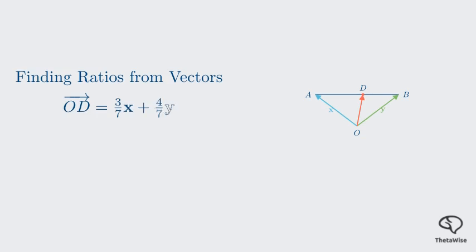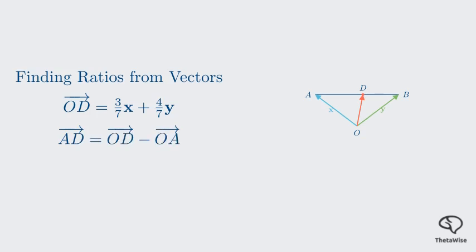Our final example flips the script. Instead of using a ratio to find a vector, we are given the vector equation and must calculate the ratio. Triangle OAB. Vector OA is X, vector OB is Y. Point D lies on the line segment AB. We are given that OD equals 3/7 X plus 4/7 Y. We need to calculate the ratio of the lengths AD to DB.